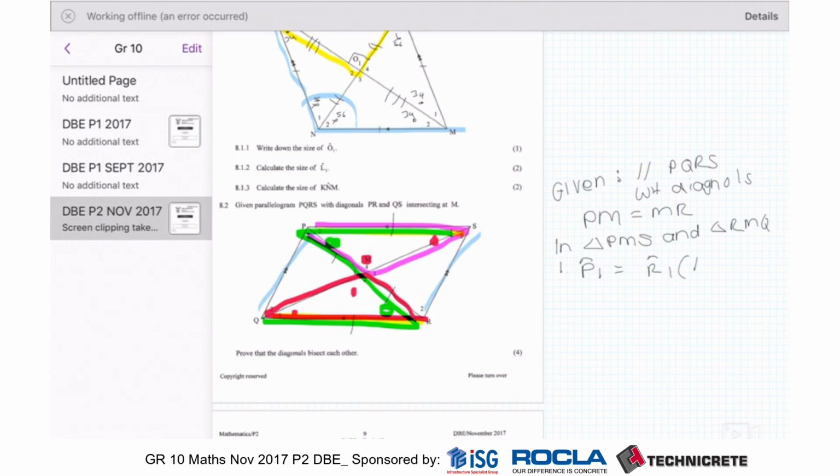So let's work with the alternate angles. Make sure that when you're saying alternate angles, you say which lines are parallel. So PS is parallel to QR. Number 2 is angle S1 is equal to angle Q1. Also alternate angles. Also PS parallel to QR. And my third reason is going to be that PS is equal to QR. And that is opposite sides of a parallelogram.